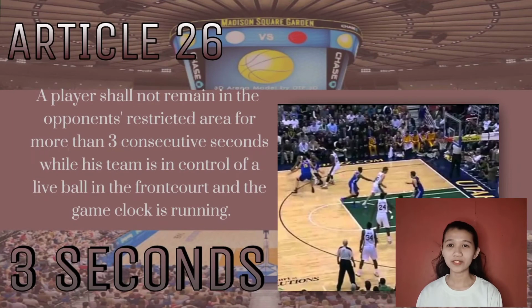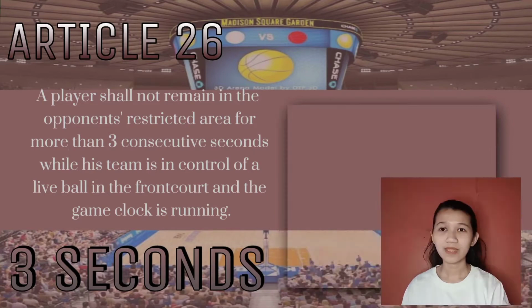Article 26 is about three seconds. Three seconds, also referred to as three in the key, is a rule stating that a player is not allowed to stay for more than three consecutive seconds in the restricted area known as the lane, paint, or key for short. If a player stays there for more than three consecutive seconds, a violation is called.